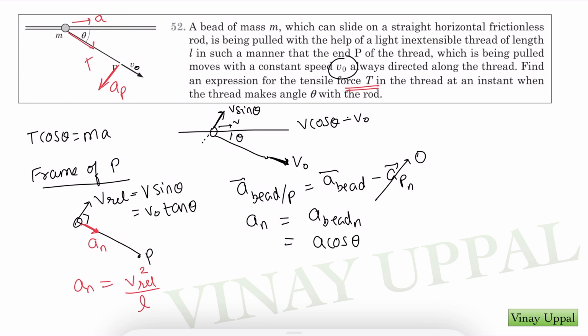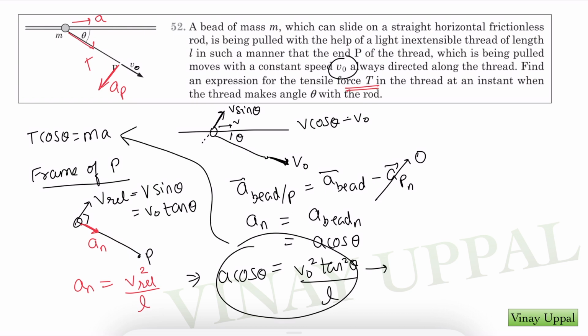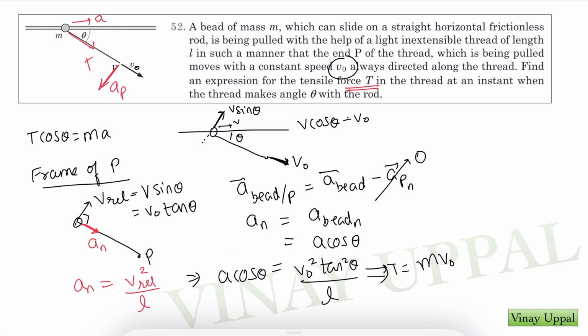Alright, so that's it. We are going to substitute An here and we're going to substitute v relative here. So what we get is a cos theta equals v naught squared tan squared theta by L, and thus you get acceleration from this equation, and once you get acceleration we get tension. So just substitute acceleration from this equation here and you'll get your tension as v naught squared by L sec square theta tan square theta.